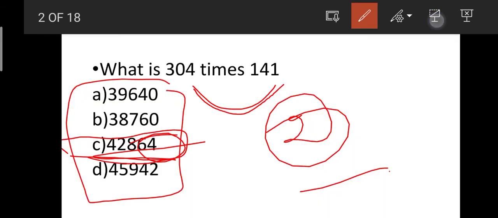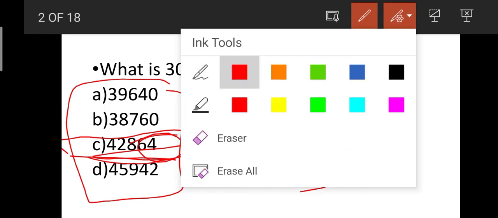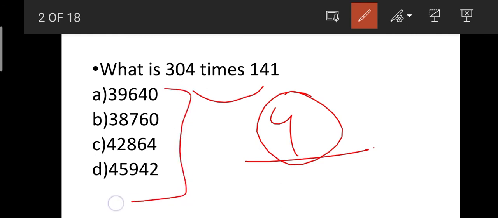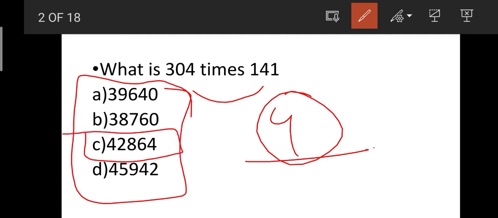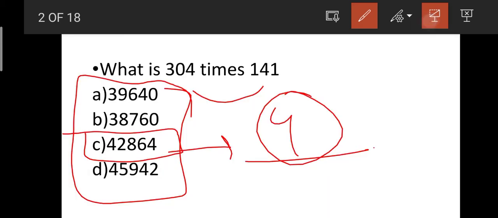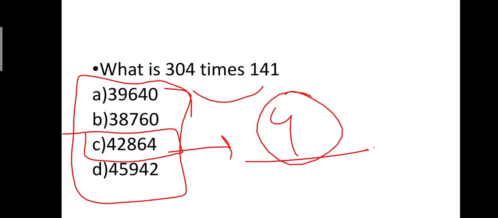Okay friends, do you observe this? It is very simple. I'll explain once again. If you multiply 304 with 141, the answer should end with 4, isn't that so? If we observe our options by the elimination process, we can know that there is only one option which is ending with 4. So this will be our answer. I hope you understood this. Sometimes they may also give two options ending with 4. Then there is no other option, we should calculate it. Okay friends, now we'll move to our next question.